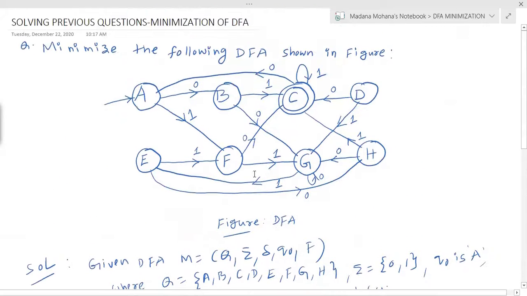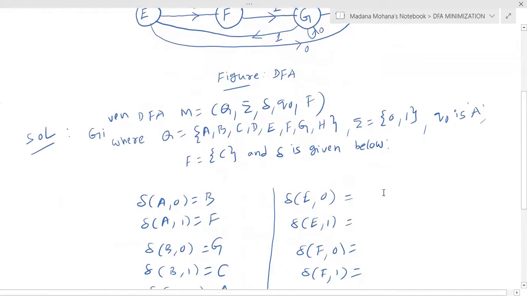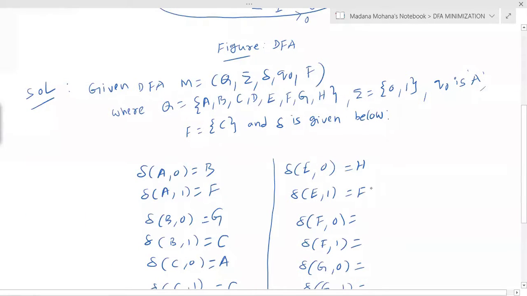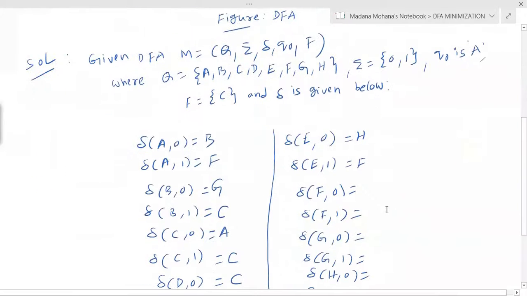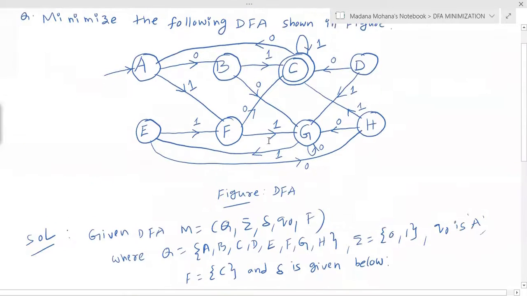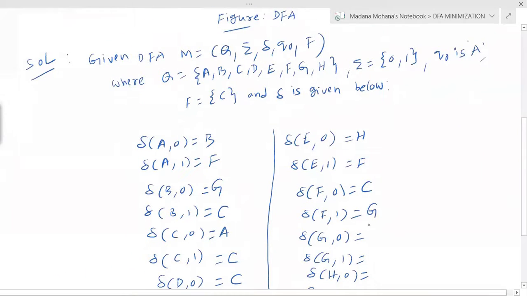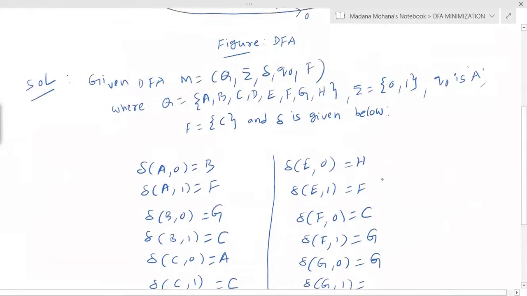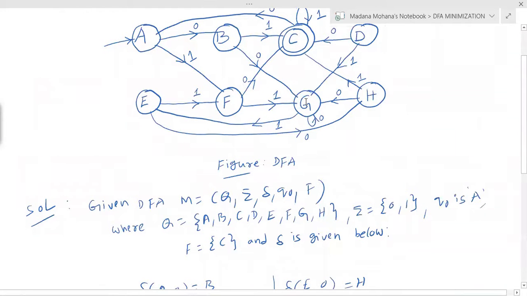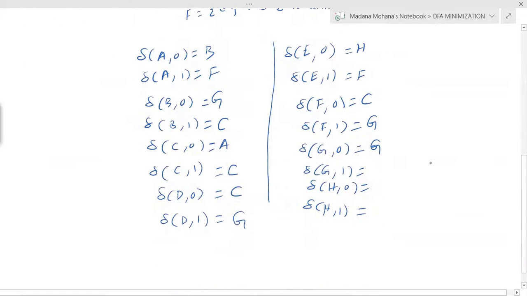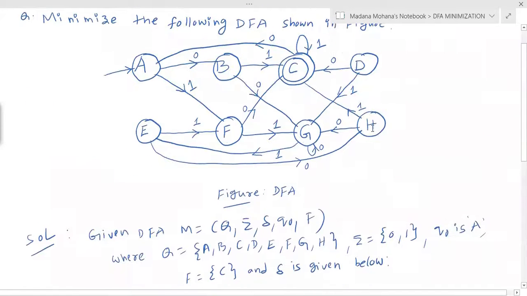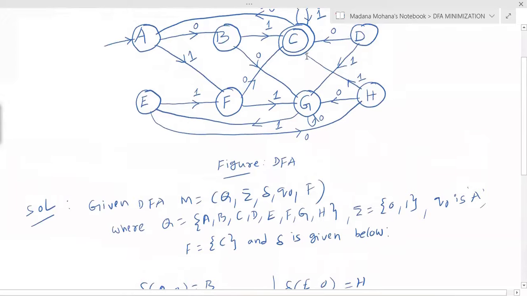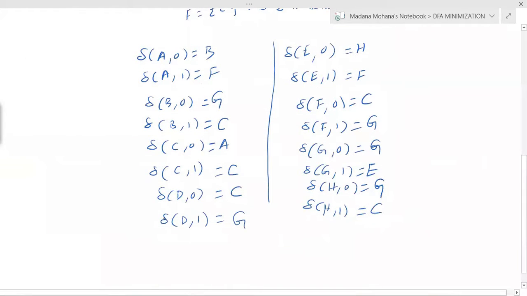Now, E on 0 goes to state H. Then E on 1 goes to state F. Next, F on 0 goes to state C. Next, F on 1 goes to state G. Next, G on 0 is a self loop, it goes to G itself. Next, G on 1 goes to state E. Next, H on 0 goes to state G. Next, H on 1 goes to state C. So this is delta.